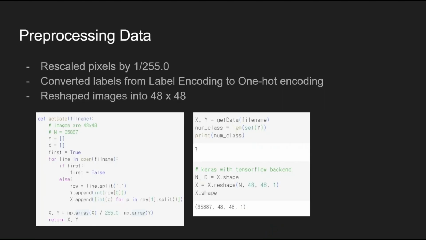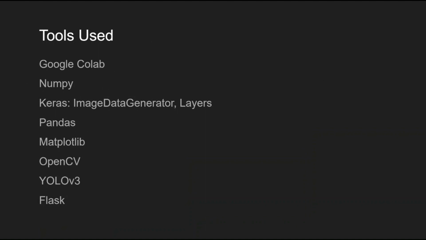For pre-processing, we rescale the pixels by dividing them by 255. Next, we convert the labels from label encoding to one hot encoding. Lastly, we reshape the images into 48 by 48. We use Google Colab as our development environment, using the provided GPU as hardware. Also, we use NumPy, Keras, Pandas, Matplotlib, OpenCV, YOLO, and Flask.